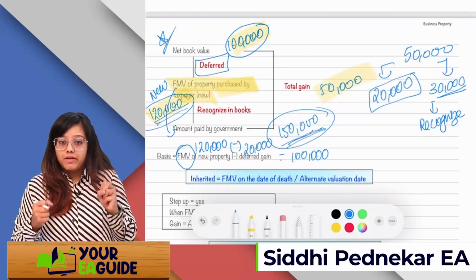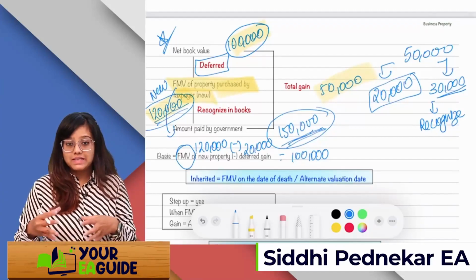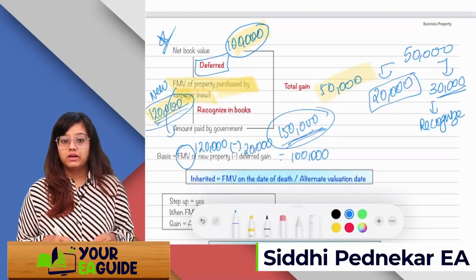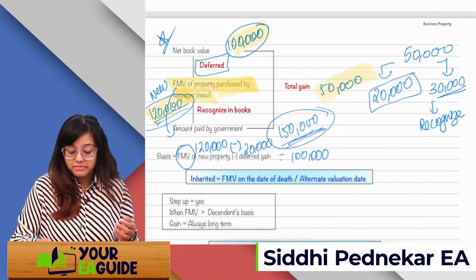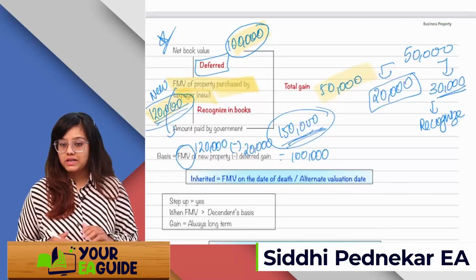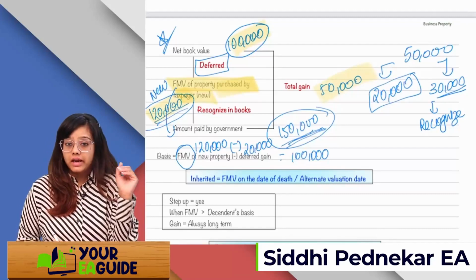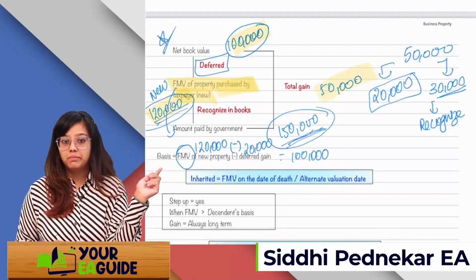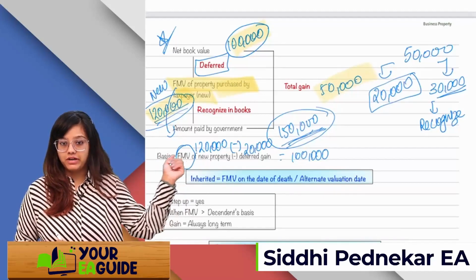And FMV minus whatever the government is paying you is the gain which you are going to recognize in your books. Now, you will also be asked in the exam what the basis of the new property is which you are receiving. The basis of the new property is simple. Whatever FMV is given, you will take it, and the gain which we are deferring in this transaction will be reduced from the basis. So this is how it works: FMV of the new property minus deferred gain.